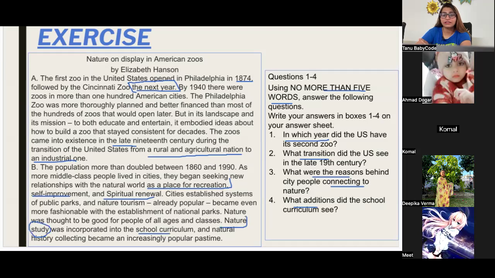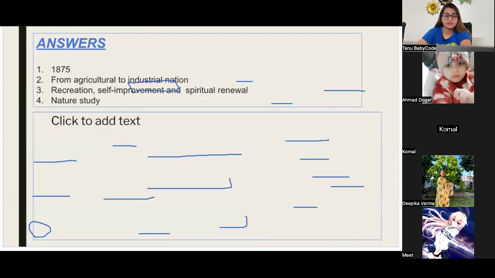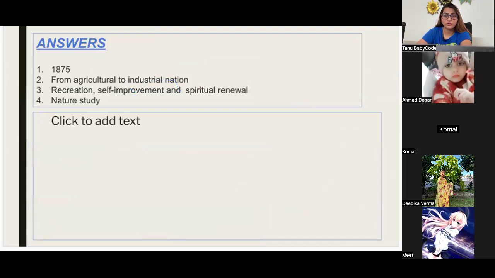Yes, everyone clear? Please check all your answers. Who got all correct? I guess Deepika got all correct. Yes, Deepika? Meet got the second one wrong. Yes, ma'am. Nobody else has written here.